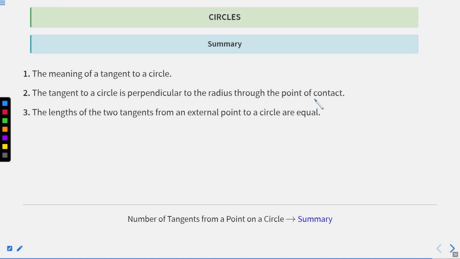Now we'll summarize what we have studied in this chapter. Basically we have studied the meaning of the tangent to a circle. A tangent to a circle is a line which intersects the circle at exactly one point. The tangent to a circle is perpendicular to the radius through the point of contact, which you have studied in our previous lecture. And third, the lengths of the two tangents from an external point to a circle are equal.